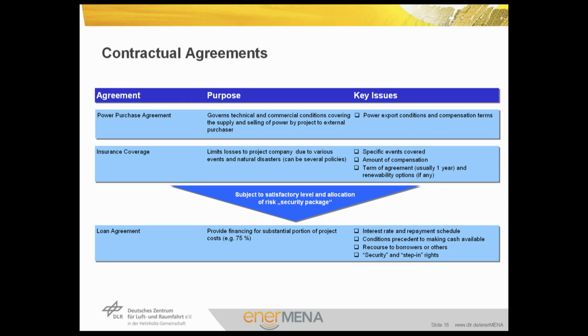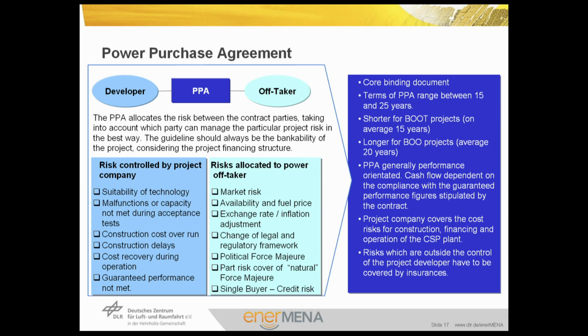To be defined in the loan agreement are the interest rate and repayment schedule, conditions precedent to making cash available, recourse to borrowers or others, and security and step-in rights. It makes sense to go into the details of the contractual agreement since there are many prerequisites and a time frame required for the IPP projects. On this slide, we start with the power purchase agreement, the PPA. As I mentioned, the agreement is between the developer in the beginning and later the project company, and the off-taker, who is normally a governmental body, the utility, in other words.